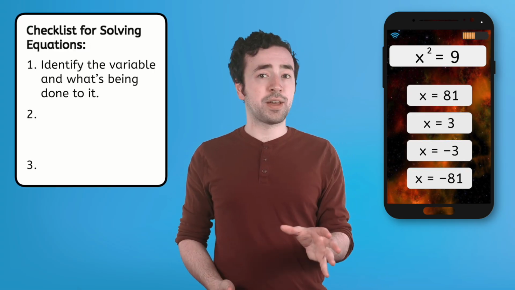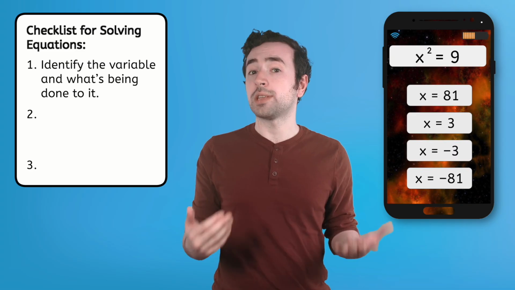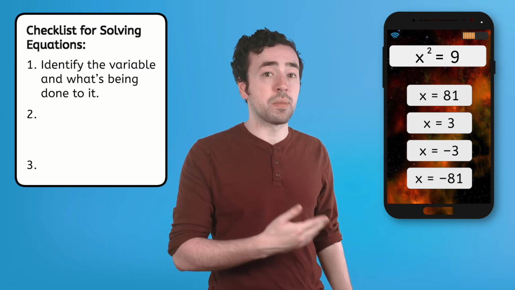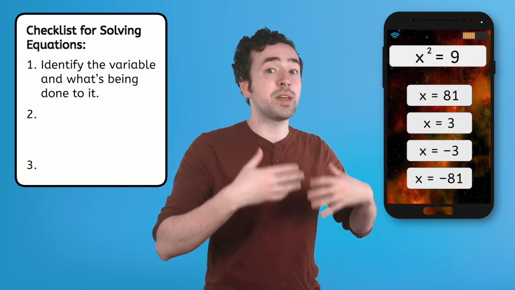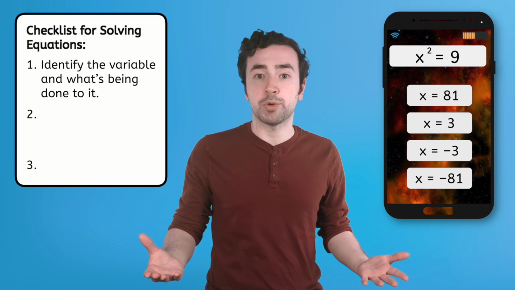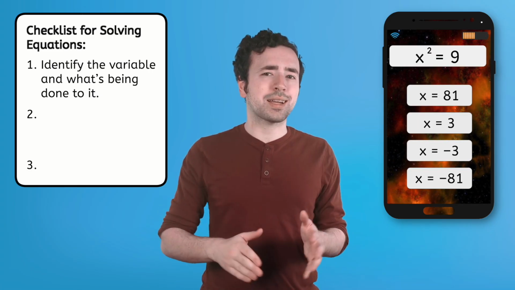When we solved one-step equations before, what did we do first? We identified the variable and asked ourselves, what's happening to it? Well, for this problem, the variable is x, and it's being raised to the second power. So far, so good. What do we do next when solving an equation?